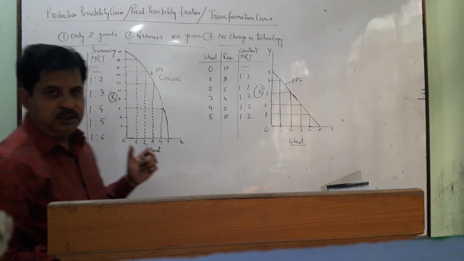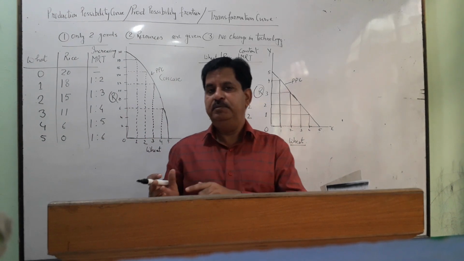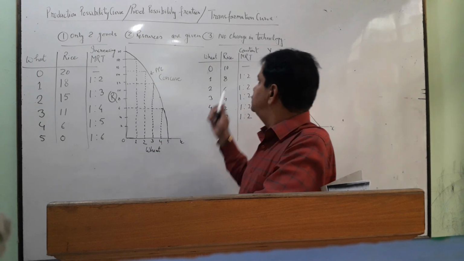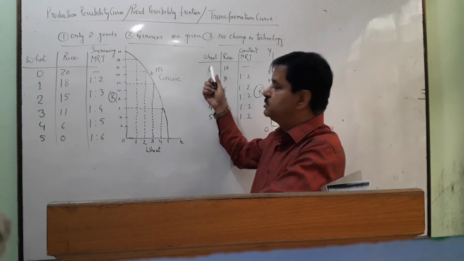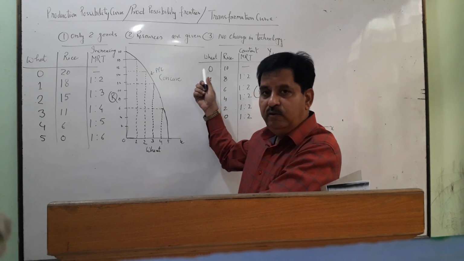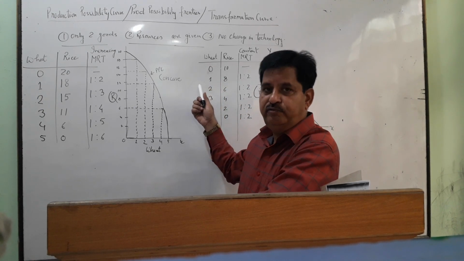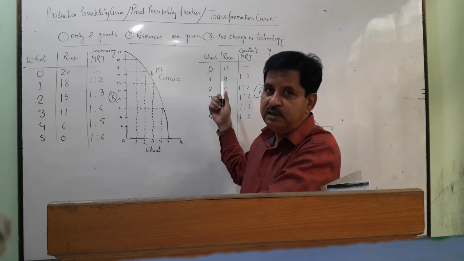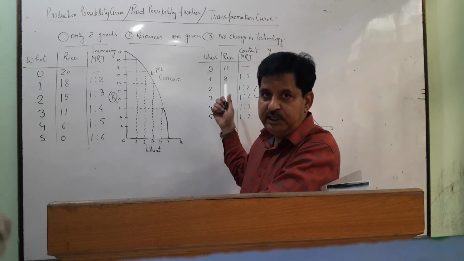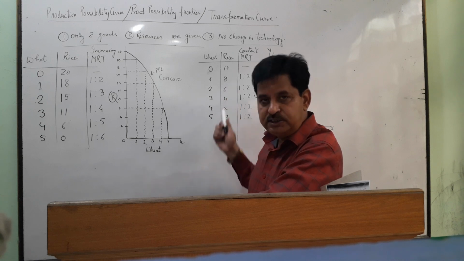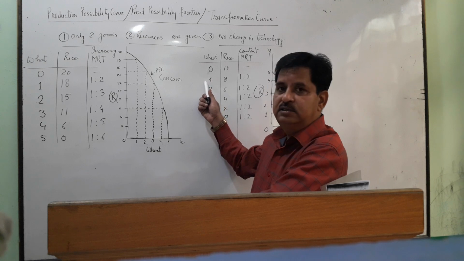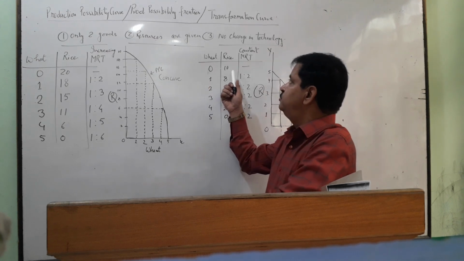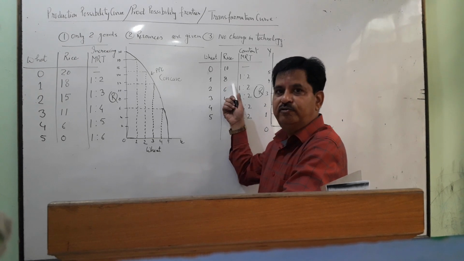Now, there may be another thing: if the marginal rate of transformation is constant, it means if we want to increase 1 unit of one good, we have to sacrifice the other good at a constant rate. From 0 to 1 quintal of wheat we have increased, but we have to sacrifice 2 quintals of rice.